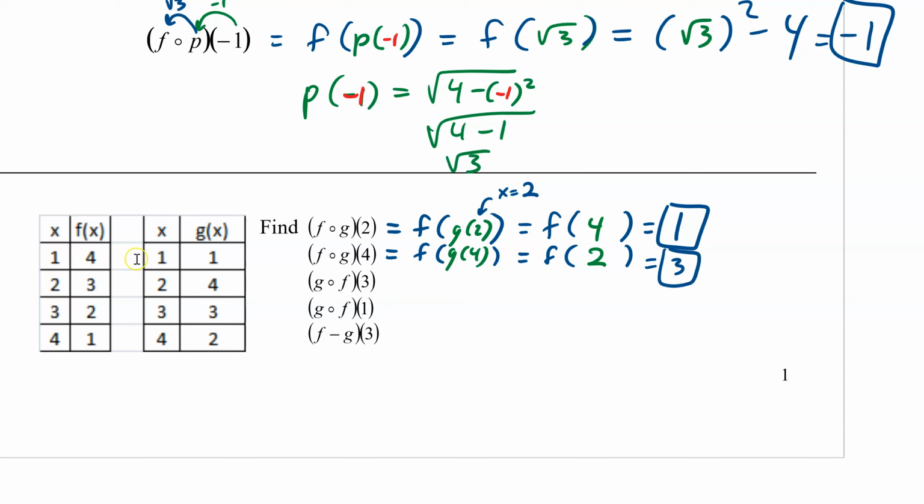So I want you to try the next ones. I want you to hit pause now in the video and see if you can figure out what these composite functions are. Okay? Hit pause now.